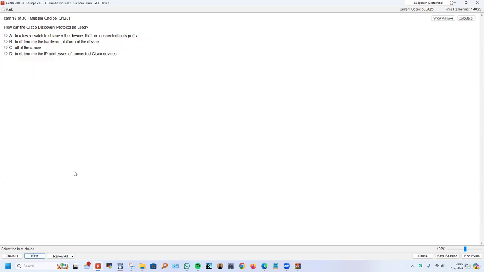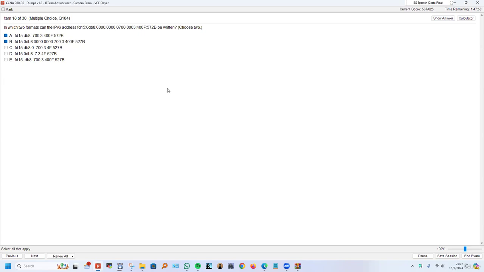How can Cisco Discovery Protocol be used? It allows the switch to discover devices connected to the ports, determine the hardware path flow, determine the IP address, all of them. What about IP addresses there? We need to find the correct ones. For me, it seems like these and these are correct. Let's double check on those. It's actually A and B. A and B. So the one with the zeros there.